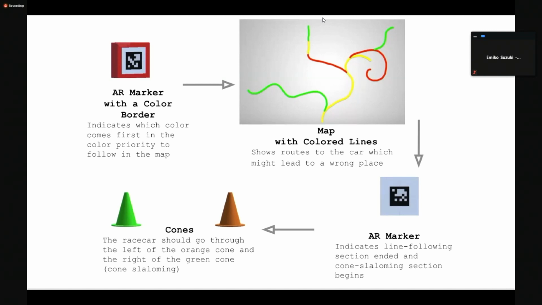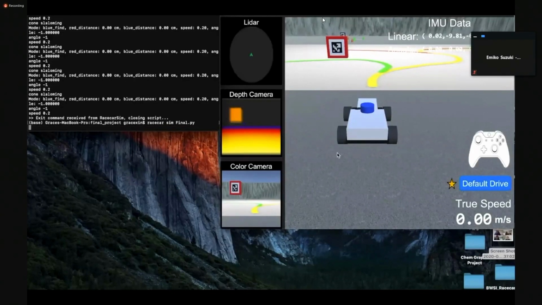The first one was placed right in front of the race car's starting screen and has a colored border that represents the correct colored line to follow if the path diverges. The second marker was placed in between the line following and cone slaloming sections, telling the robot to switch into the cone slaloming mode. Let's run the code.